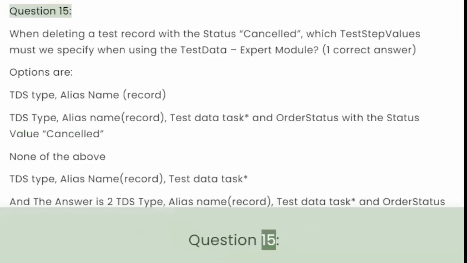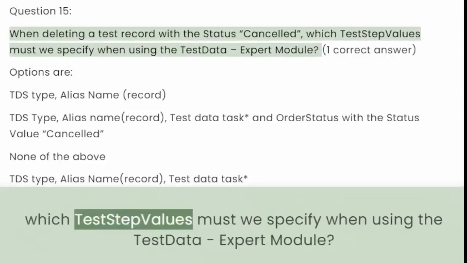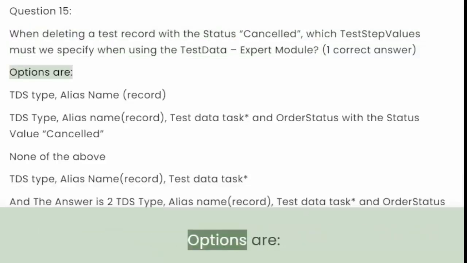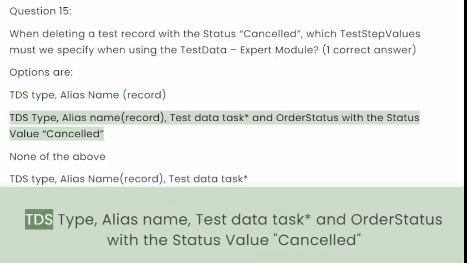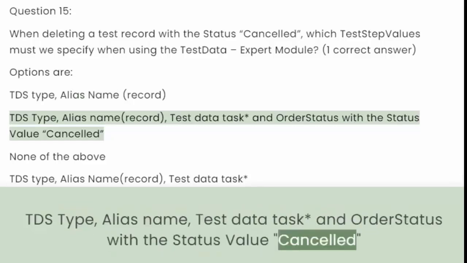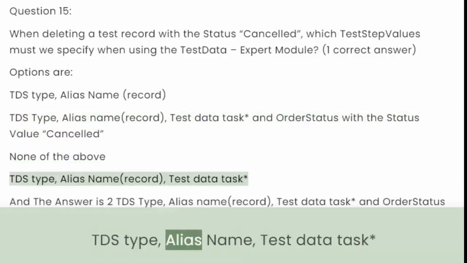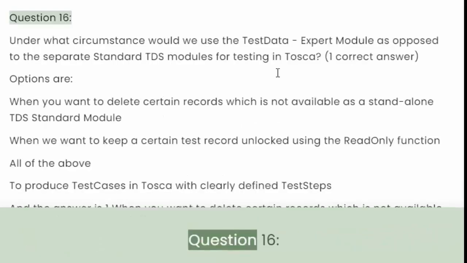Question 15. When deleting a test record with the status cancelled, which test step values must we specify when using the test data expert module? Options are TDS type, alias name; TDS type, alias name, test data task and order status with the status value cancelled; none of the above; TDS type, alias name, test data task. The answer is 2, TDS type, alias name, test data task and order status with the status value cancelled. Question 16.